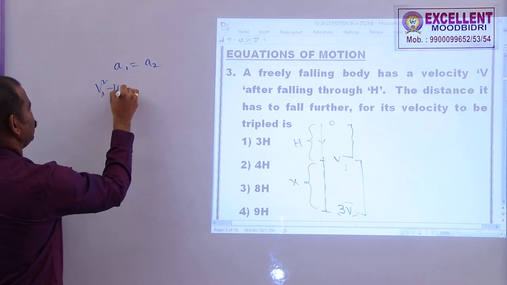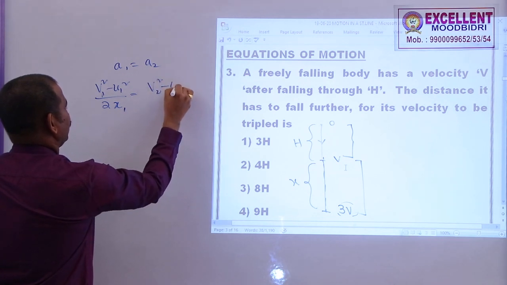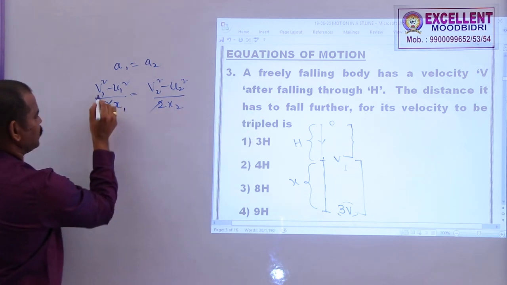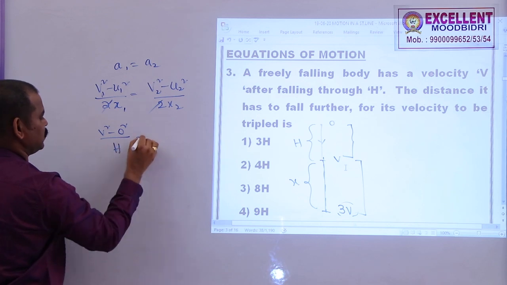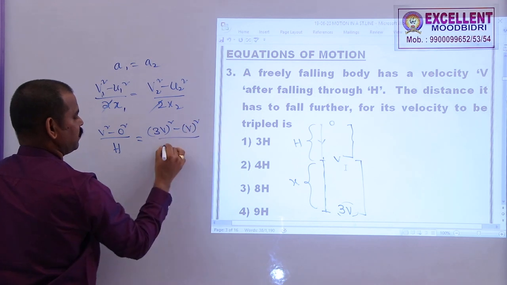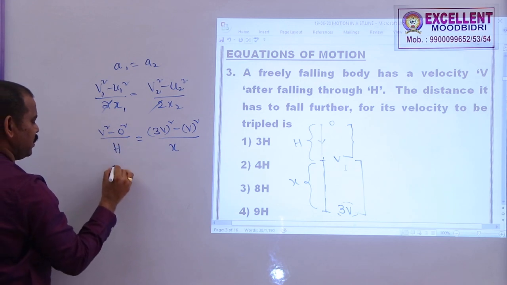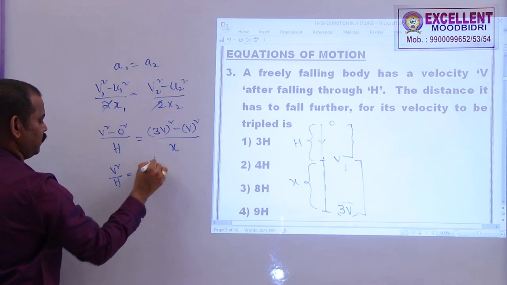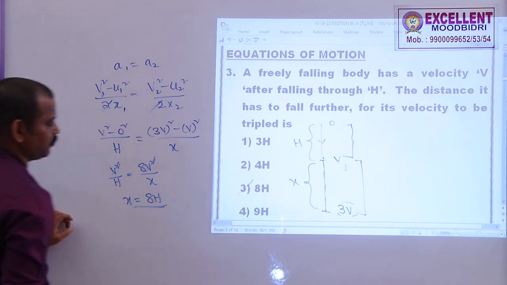x1 is equal to (v1 square minus u1 square) by 2a, and x2 is (v2 square minus u2 square) by 2a. The 2a gets cancelled. In the first case, the final velocity is v, initial velocity 0, distance h. In the second case, final velocity 3v, initial velocity v, and this distance is x. So v square by h is equal to (9v square minus v square) by x. This is 8v square by x. v square gets cancelled, and by cross multiplication, small x is equal to 8h. So the third option is correct.